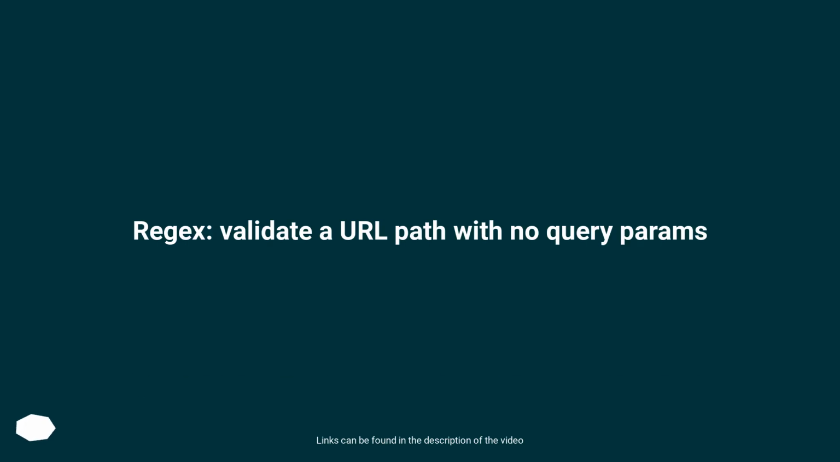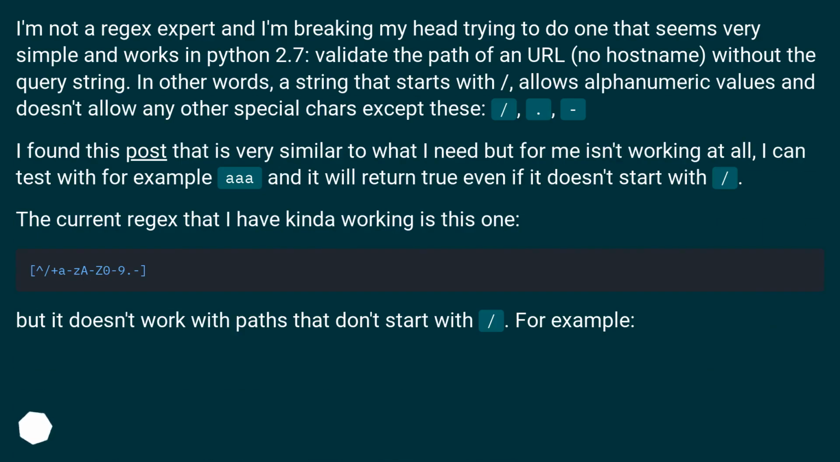Regex, validate URL path with no query params. I'm not a regex expert and I'm breaking my head trying to do one that seems very simple and works in Python 2.7: validate the path of a URL, no hostname, without the query string.